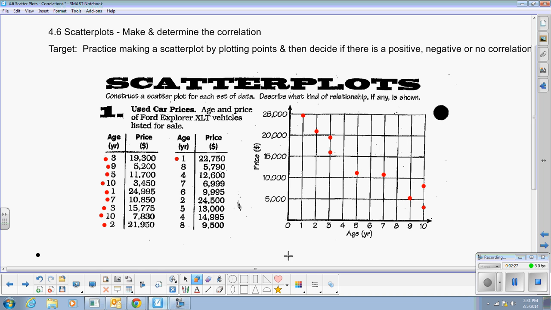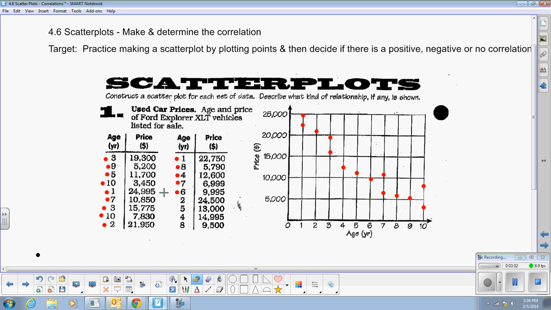Year 1, 22,750. It's just about halfway between. So that's going to be about there. 8, 5,790. 8, 5,000, it's about 790 is there. 4, 12,600. Just over halfway. 7, okay, $6,999. Let's see here. About there. 6, 9,995. So that's just below the 10,000 line.